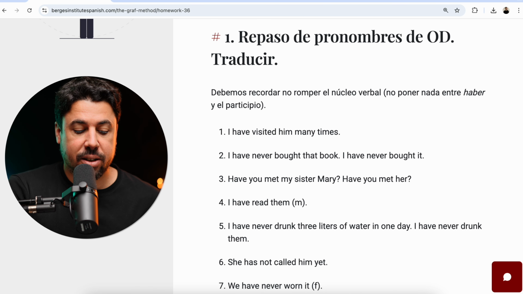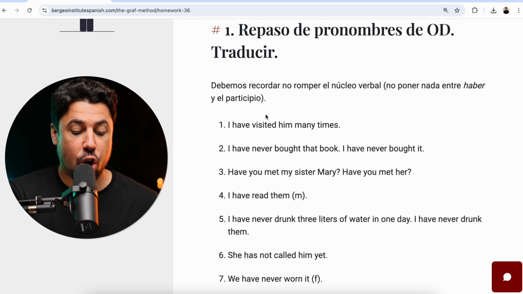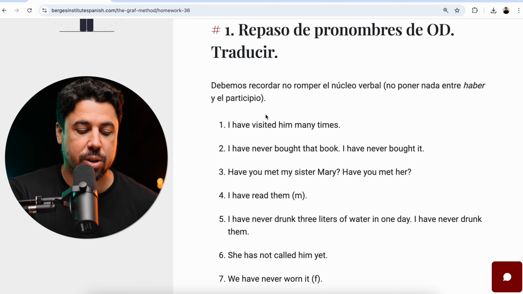So let's do this exercise together. Let's translate these sentences. So I have visited him many times. Lo he visitado muchas veces. And that's the only option. We don't have a progressive tense in here, so the pronoun has to go before the verb. Lo he visitado muchas veces.